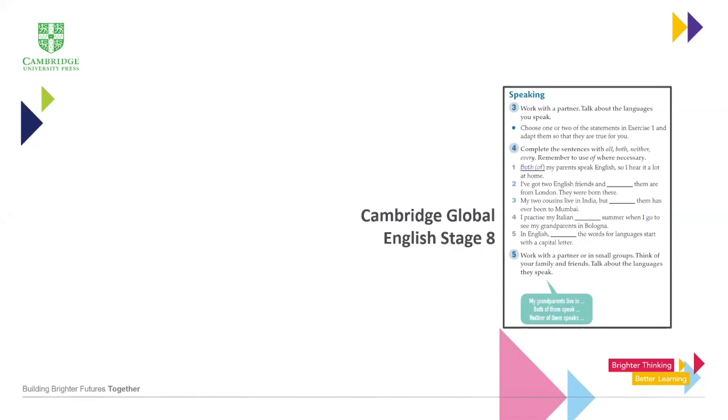So if you look at number 3 at the top, work with a partner, talk about the languages you speak. That's an introductory speaking activity, no focus on language, but it's just to get students talking about the languages which they speak. And you'll see the bullet under number 3, choose 1 or 2 of the statements in exercise 1 and adapt them so they're true for you. Now you can't see exercise 1, but it has some statements, some functional language which students can use when they get to exercise 3. And I think this support for students is one way that we can make them feel more comfortable.